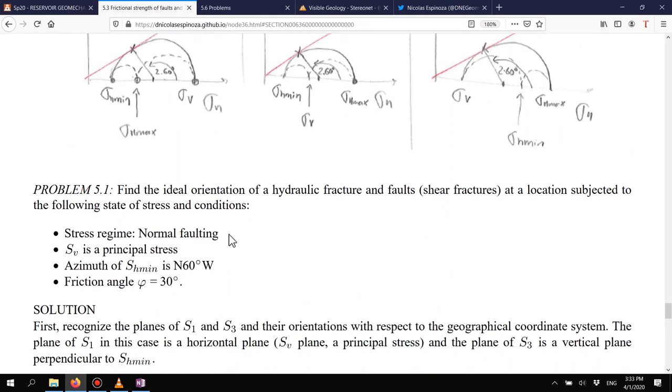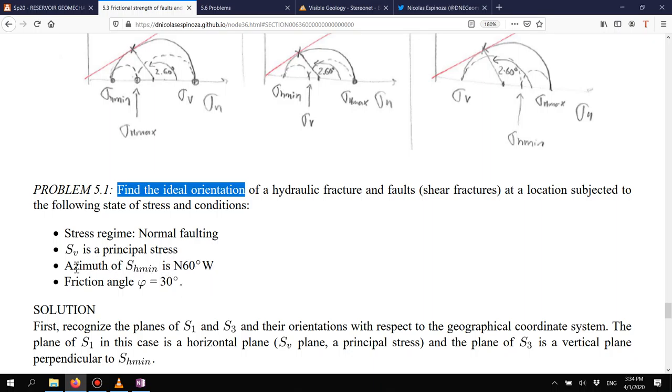This is the problem statement. We need to find the ideal orientation of a hydraulic fracture and for faults as well at a location in which we know what the stresses are and in which direction the minimum principal stress is oriented. So we know this is normal faulting. We know that the vertical stress is a principal stress. That means that the horizontal stresses are also going to be principal stresses. And we know that the direction of the minimum principal stress is north 60 degrees towards the west.